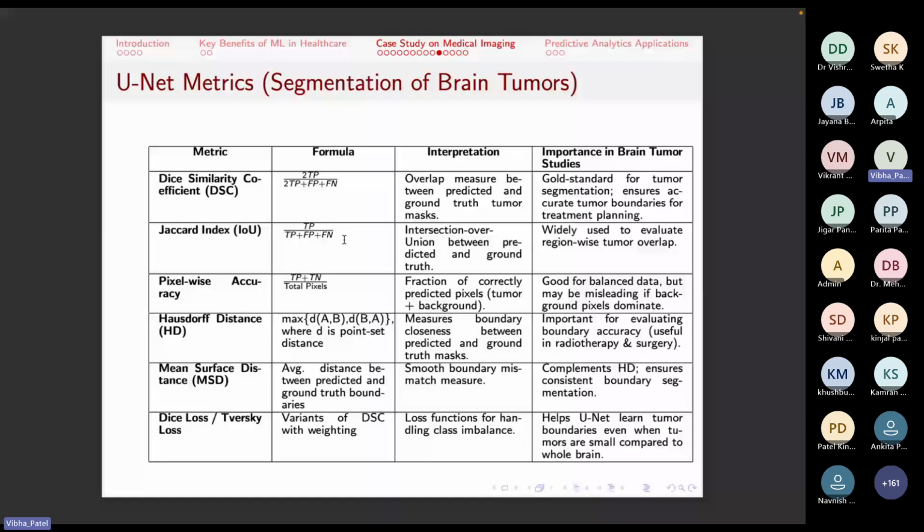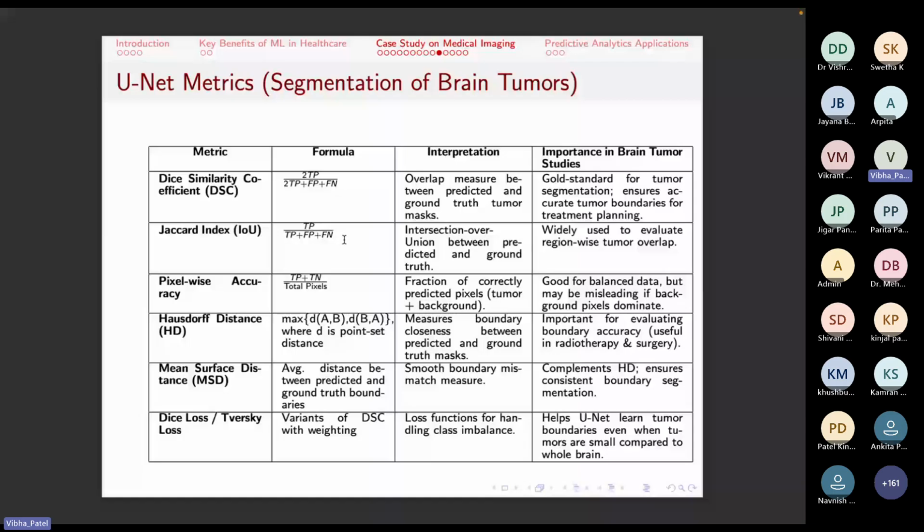These dice and Jaccard similarity measures are, to a large extent, measuring the overlapping of the actual segment and the predicted segment. So based on the overlapping region, this score is being calculated.